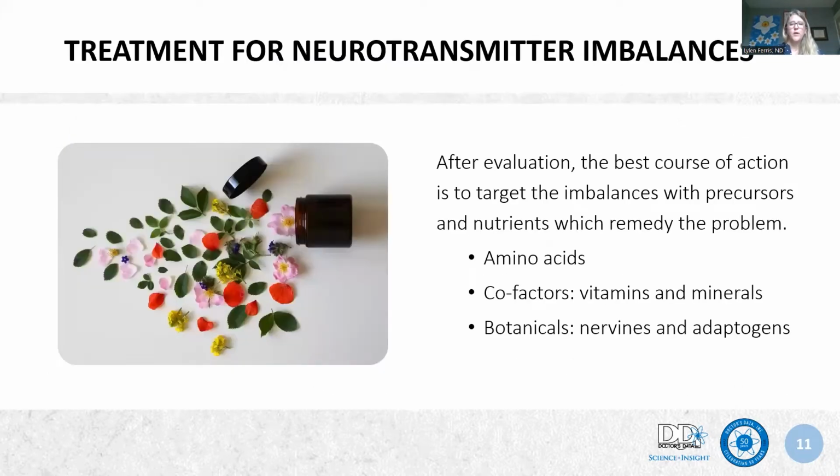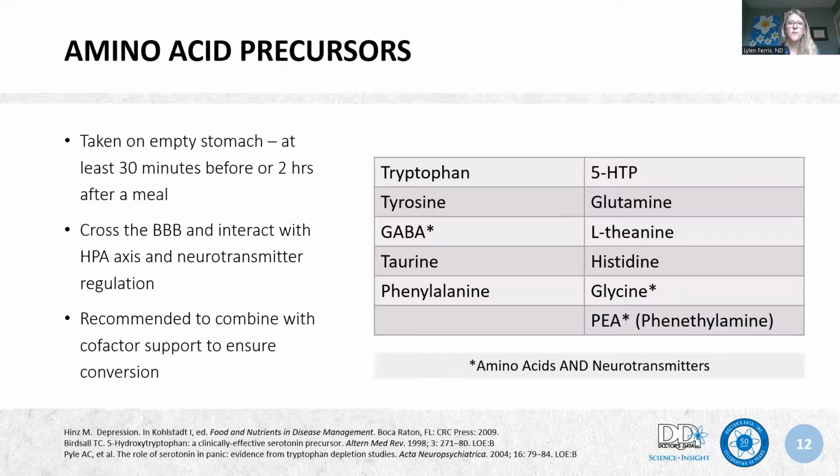So after evaluating neurotransmitter levels, we can target the imbalances with the specific precursors and nutrients that are needed. And usually this involves amino acids, cofactors, and botanical therapies, specifically nervine and adaptogenic herbs. Amino acid precursors can support low or suboptimal neurotransmitter levels. Generally, I recommend waiting until you've seen the neurotransmitter report before starting your patient on any of these.